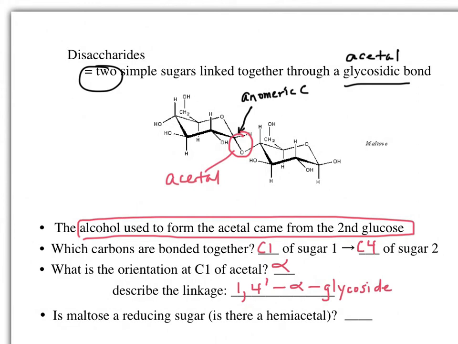Yes? Did you say that acetal can be formed between two anomeric carbons? It can be. Yeah, we're going to see an example in just a minute where that occurred. I think we are. Yeah, we are.